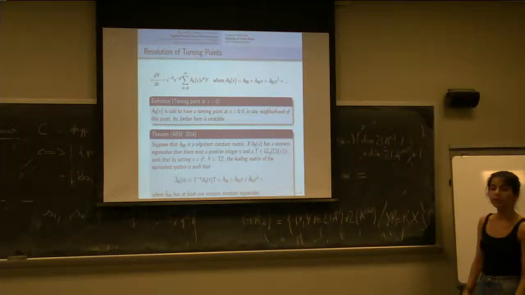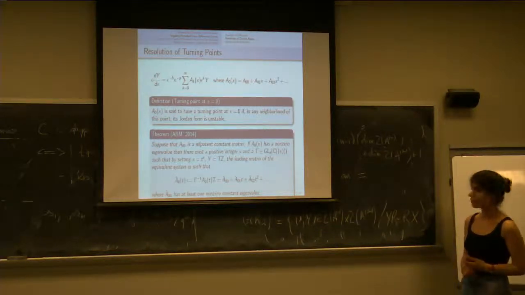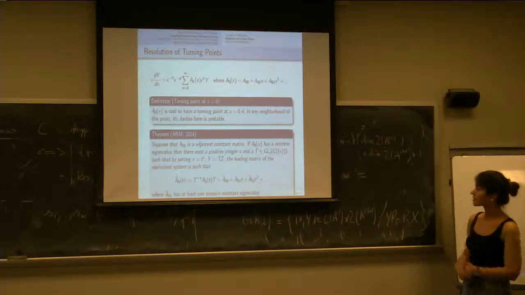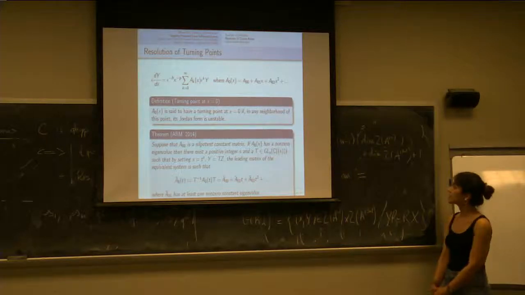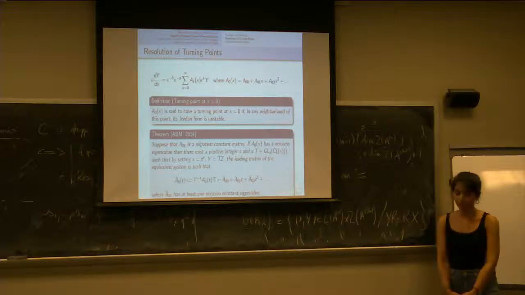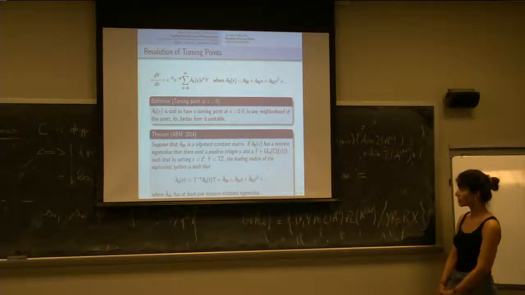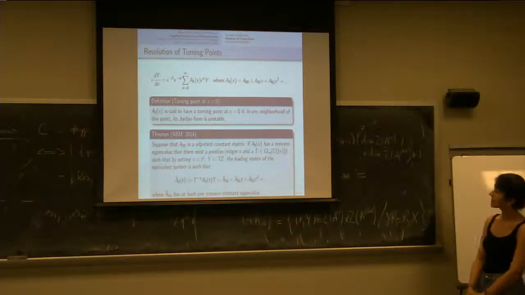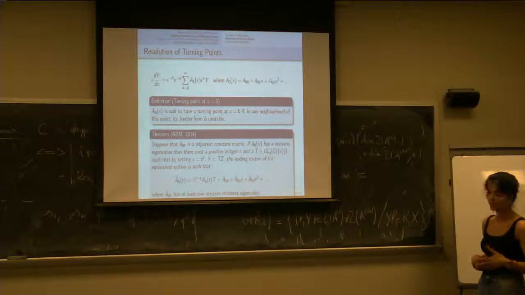And this unstable means what? Yeah, it means that either the multiplicity of the eigenvalues is changed or the dimension of the Jordan block, as we have seen in the example. So our theorem states that suppose that A_0(0) is a nilpotent constant matrix. If A_0(x) has a non-zero eigenvalue, then we can find a positive integer s and a transformation such that by setting x equal to t^s and taking the change of basis, the leading matrix of the equivalent system is such that the new constant matrix has at least one non-zero constant eigenvalue.